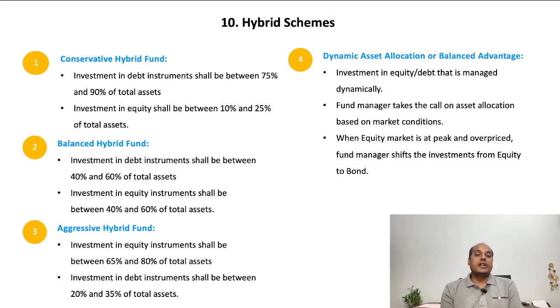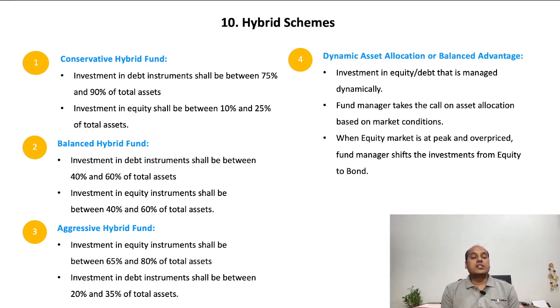Next comes hybrid scheme. The hybrid scheme's name itself says that it is a combination of equity and bond. So conservative hybrid fund is where you are investing more into the debt side. Debt instrument investment should be 75% to 90%, and the equity will be whatever is the remaining. Then comes balanced hybrid fund.